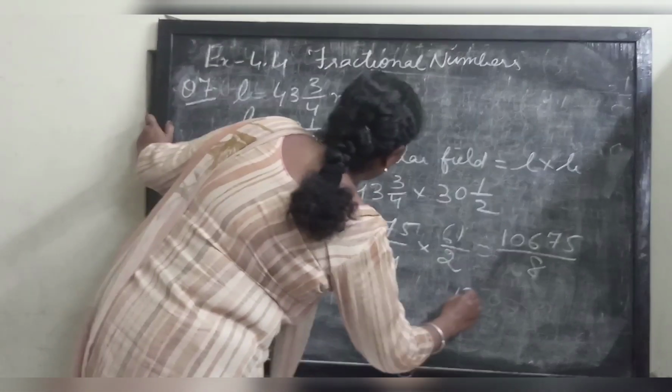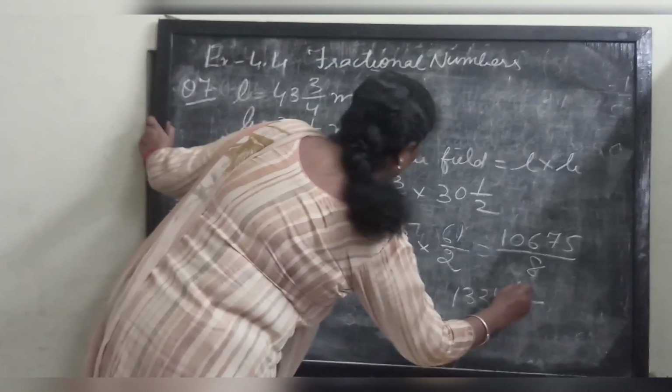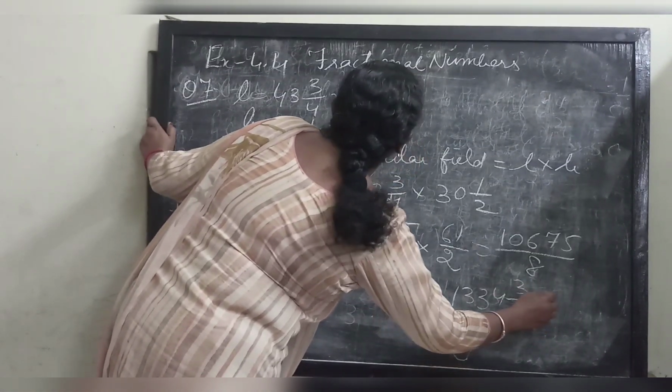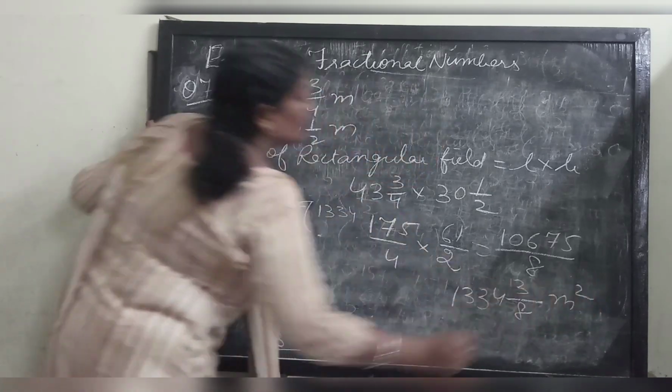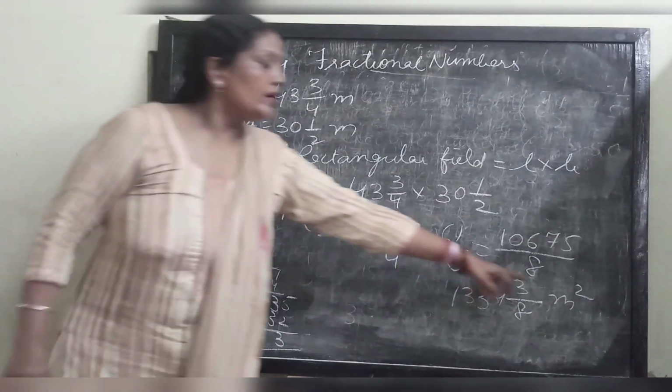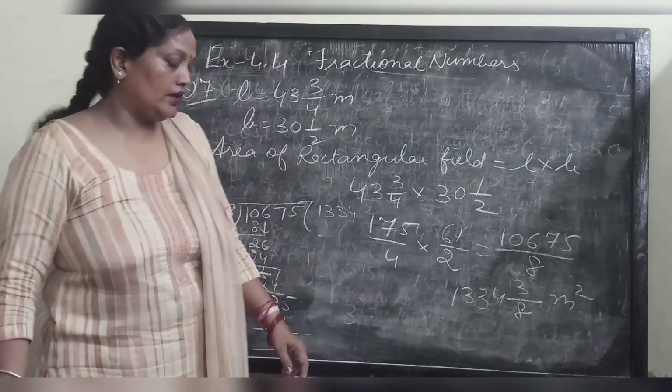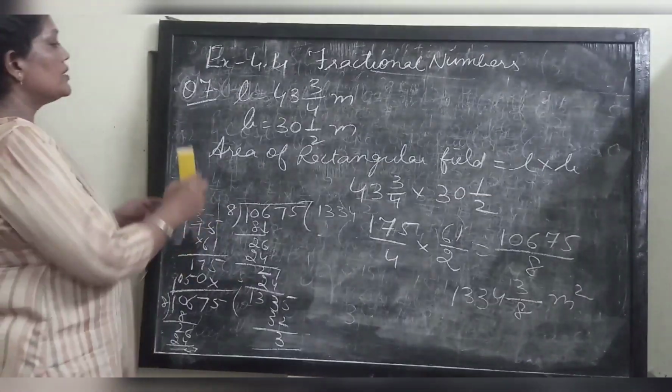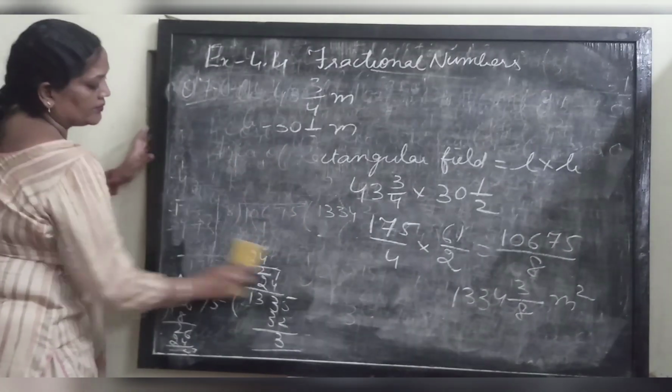It is 1334 3/8 meter square. Units of area is meter square or square meter. All of you understood this sum? Yes.